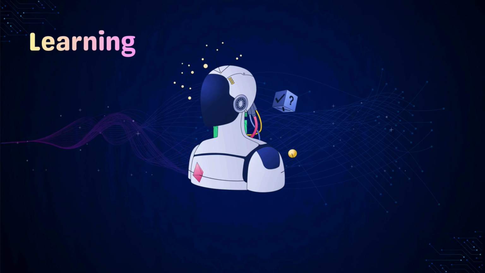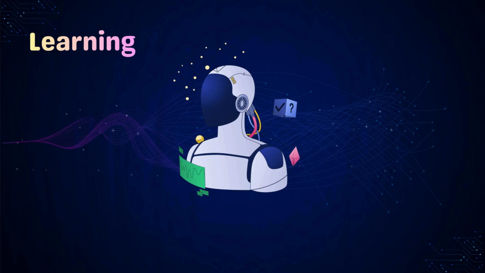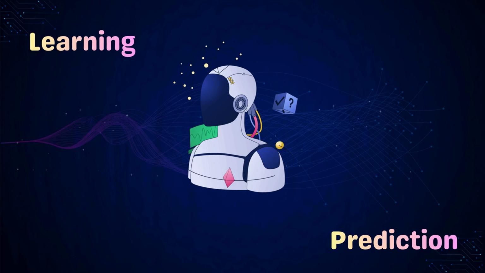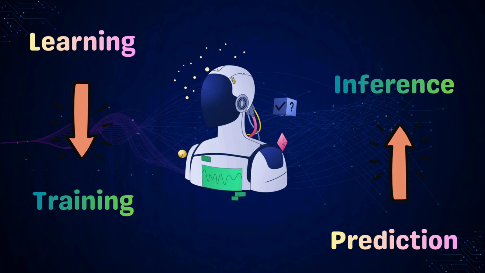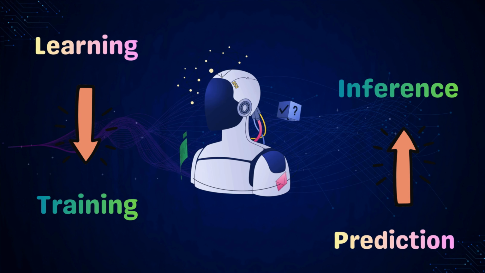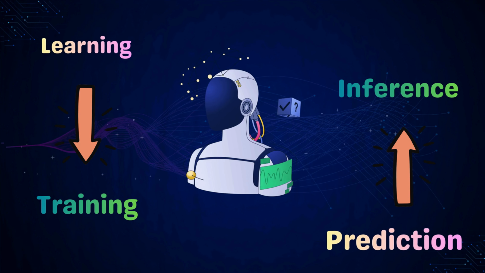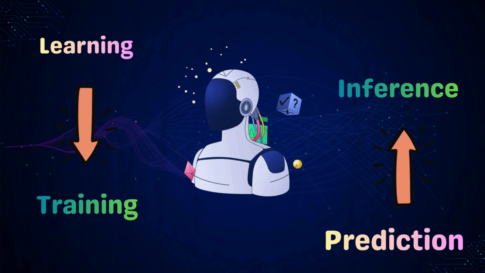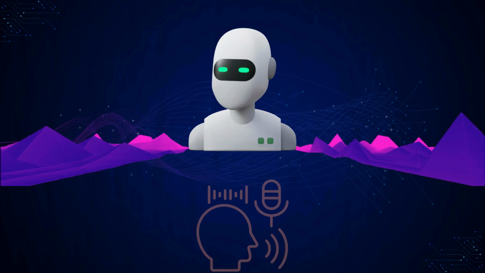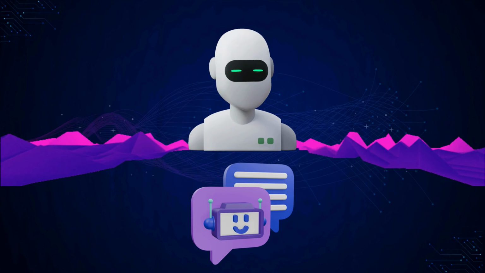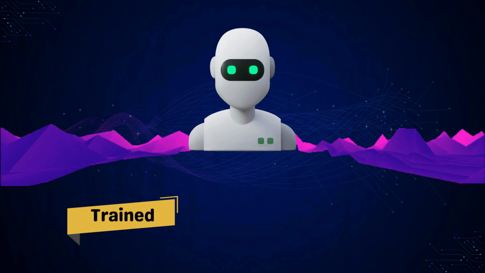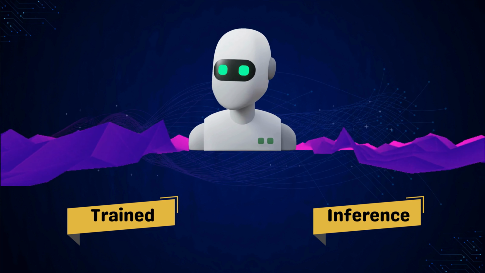First, the model learns from data. Then, the model uses what it learned to make predictions. These two stages are called training and inference. Training is the learning phase, inference is the prediction phase. Almost every AI system you use today works exactly like this. For example, image recognition systems, recommendation systems, voice assistants, and modern chatbots like ChatGPT. All of these systems were trained first, then they are used through inference.